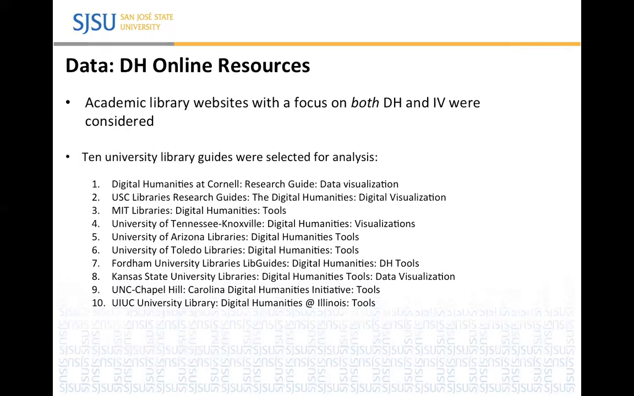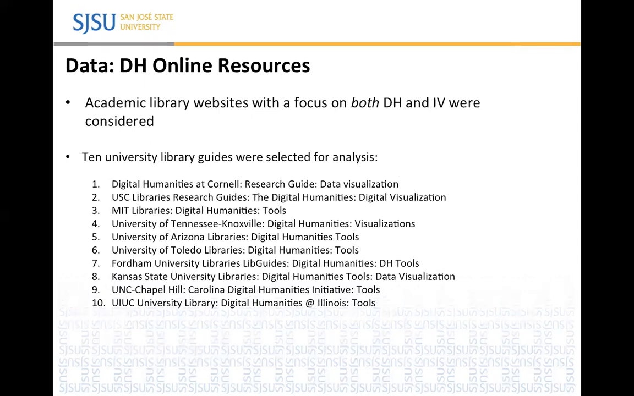So the other main part of the data in this study falls within the online resources provided by academic libraries in the area of digital humanities research. To provide a meaningful comparison of the 3 selected journals with a focus on information visualization related research, only university library guides that have both digital humanities and information visualization were considered. So these 2 components have to coexist.